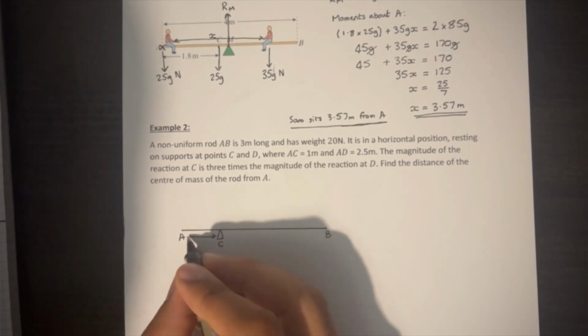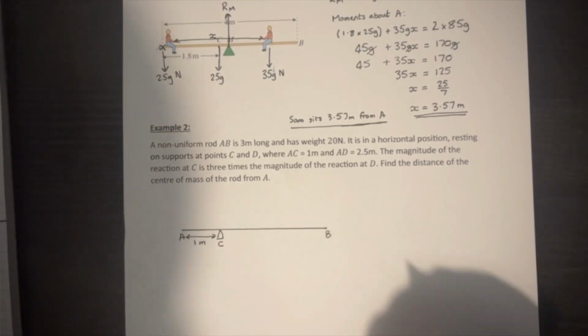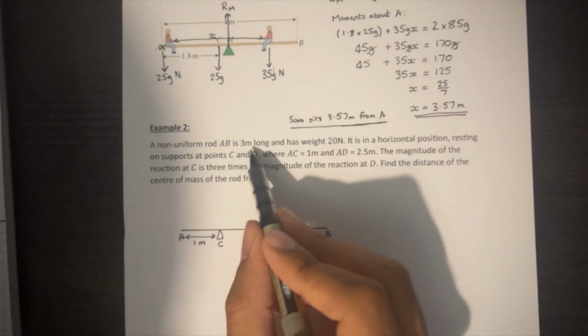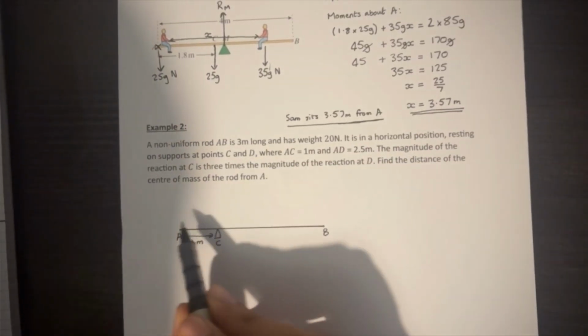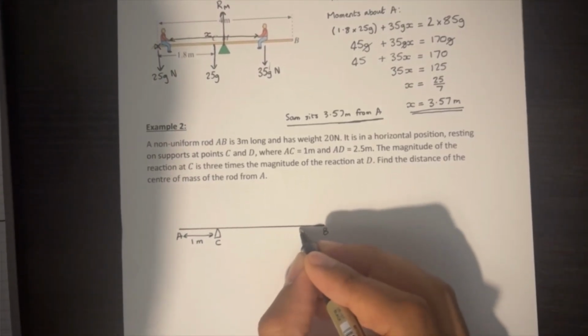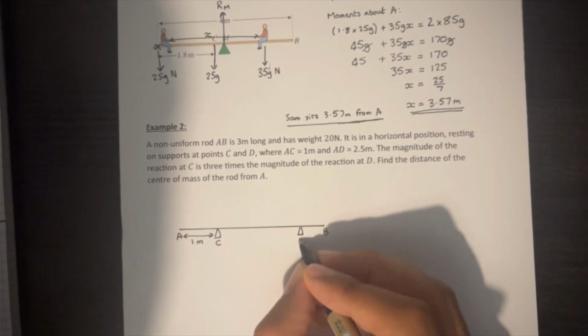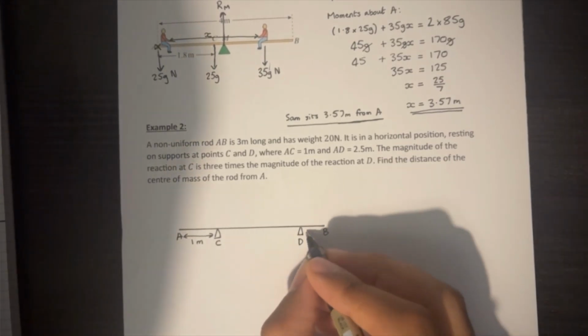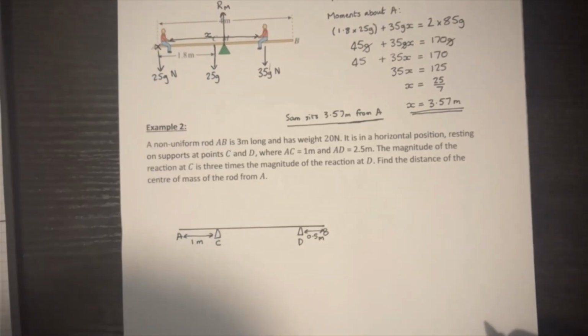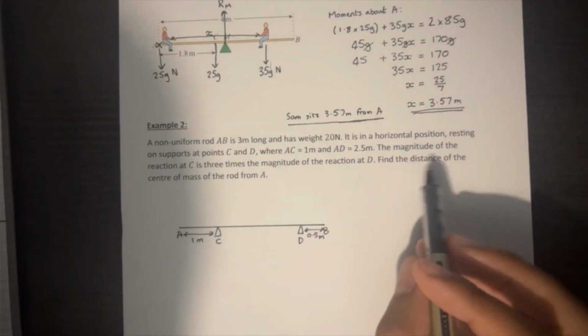Resting on supports at points C and D, where AC is 1 meter, so the distance from A to C is 1 meter, and AD is 2.5. Well, if the entire length of the rod is 3 and AD is 2.5, that must mean that D is 0.5 meters from the end. So we've got D being 0.5 meters from the end.